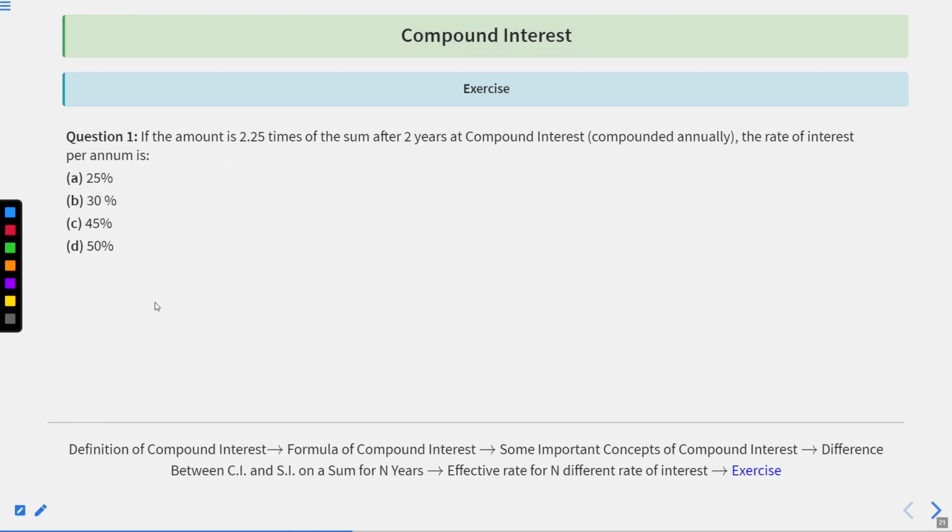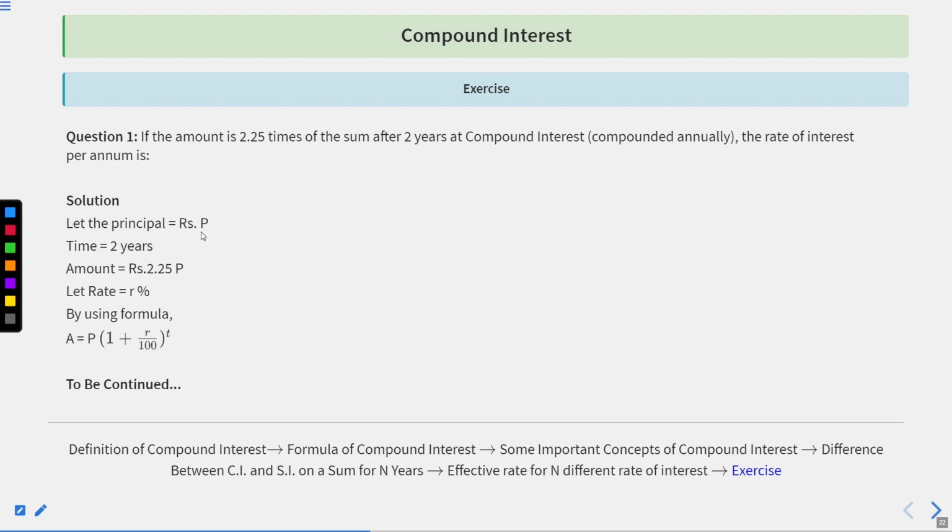Question number 1. So now we can start with exercises. If the amount is 2.25 times the sum after 2 years at a compound interest compounded annually, the rate of interest per annum is.